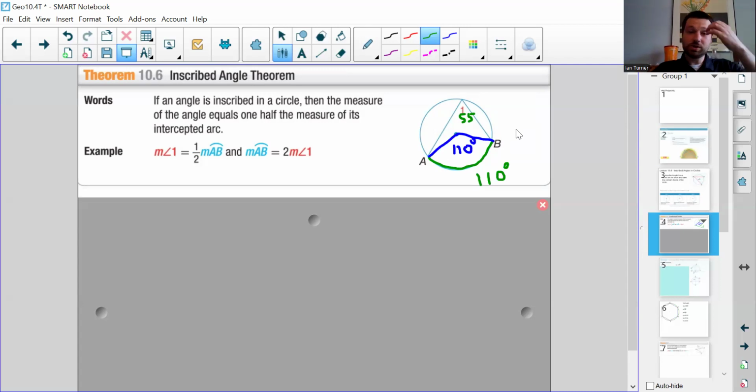All right, and then also if you're given the inscribed angle, let's make another real quick one. That's a terrible circle. Let's make an inscribed angle. Let's say that this one is 60.